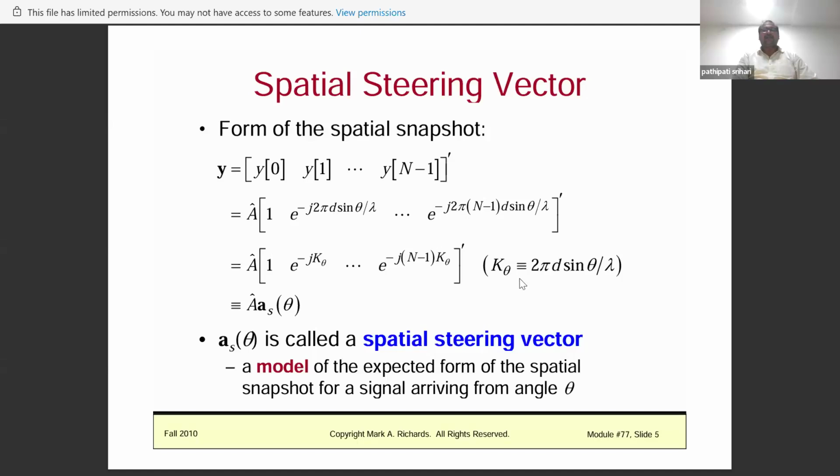And then if you write k theta as 2 pi d sine theta by lambda, then a compact expression can be arranged here. Then a hat into as of theta. As of theta is called a spatial steering vector. Why steering vector? Because based on this theta value, the beam will steer. So it is a mathematical model of the expected form of the spatial snapshot for a signal arriving from angle theta. That is the spatial steering vector.